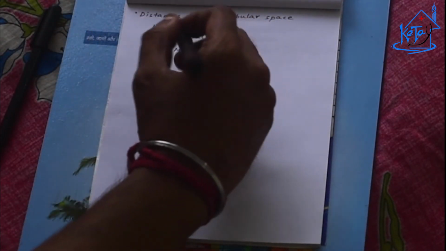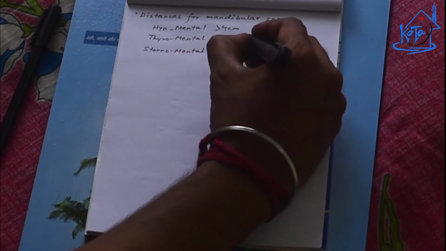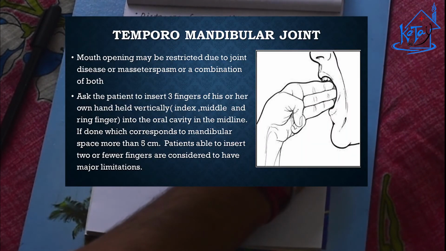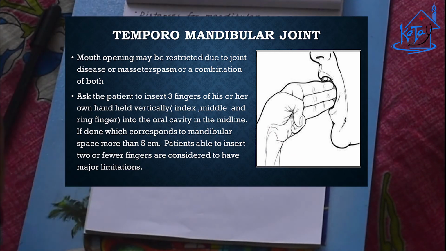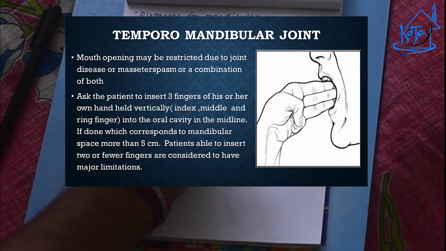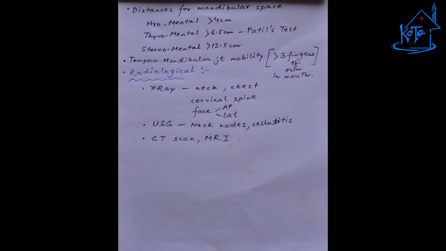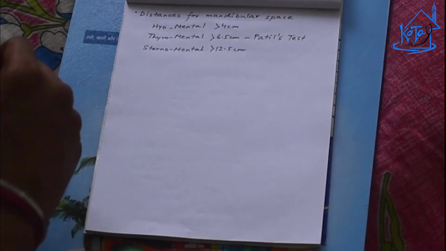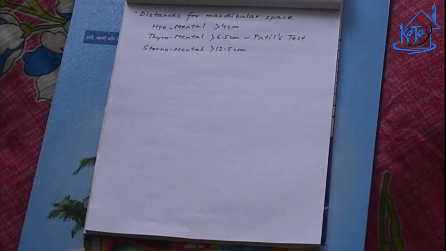There is also an important point to assess, that is the temporomandibular joint mobility. As you can see on the screen, we'll ask the patient to put his or her 3 fingers in his or her own mouth, and if they can't, then there will be chances of difficult intubation. These are all for the examination part.